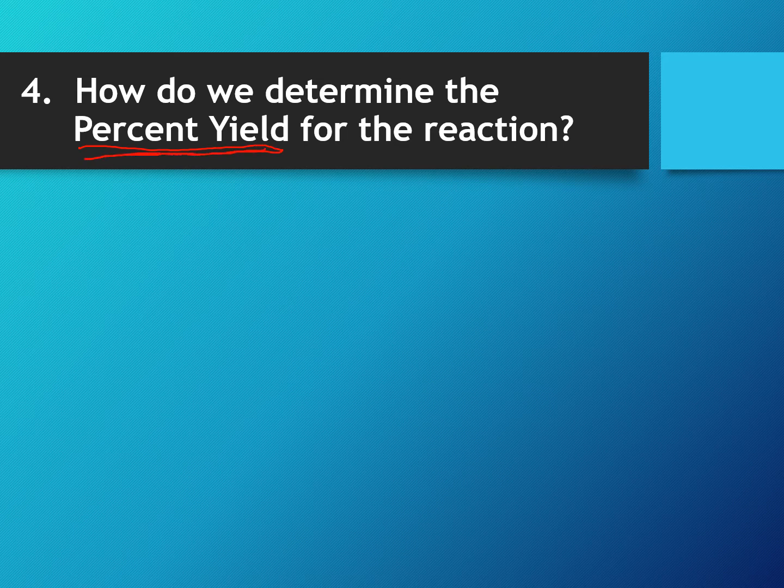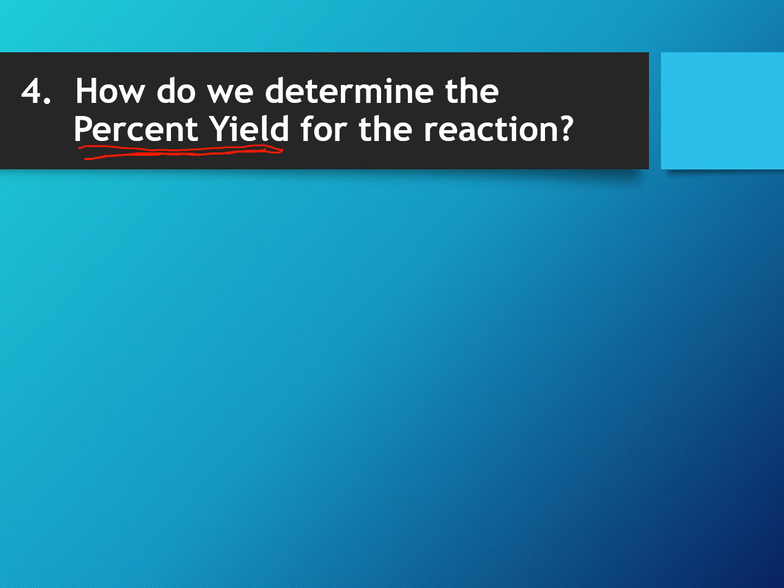Now, percent yield is looking at what we think we should get from a reaction versus what we actually get. And the two words we're going to throw around a lot are actual and theoretical. Anytime you hear the word actual, that means in reality, in the lab, what is there in the beaker. Theoretical is what we calculate.